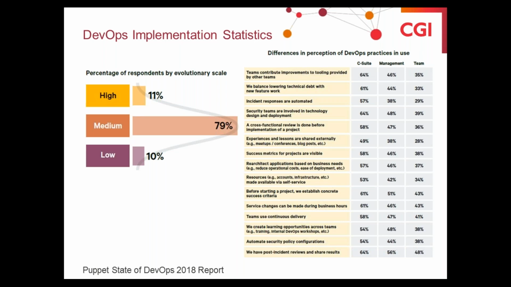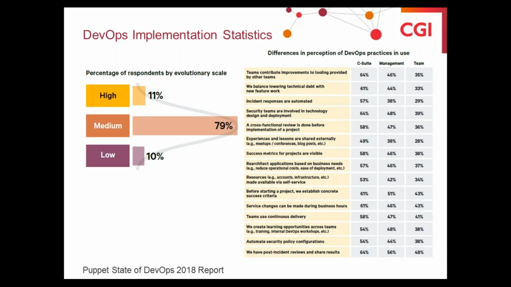And this becomes really important when you look at one of the lines, the fourth one down there. Security teams are involved in technology design and development, a key area to reducing our risk. And you've got C-suite people saying 64%, our security teams are embedded. Management, now just under half saying they're embedded, and going down to under 40% when you get down to the team level.